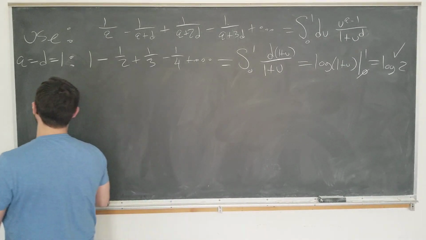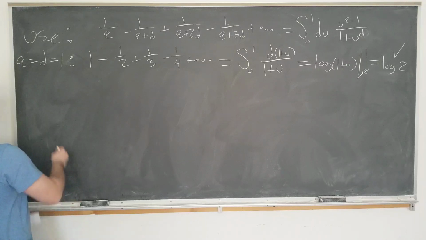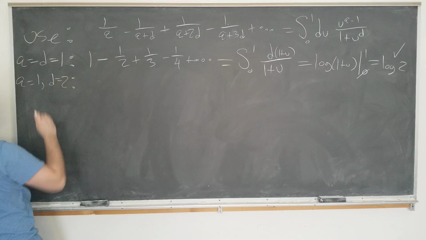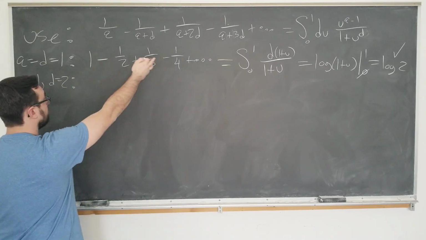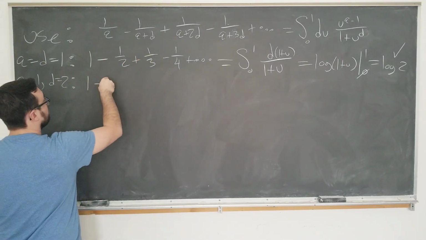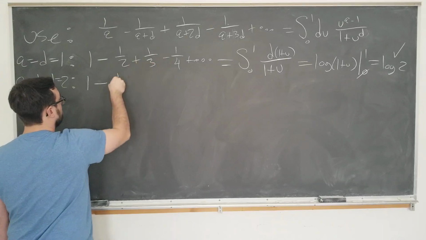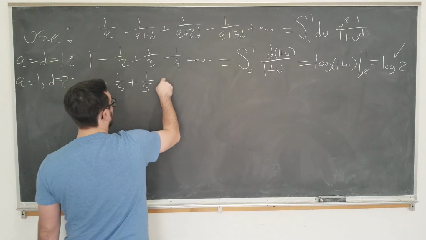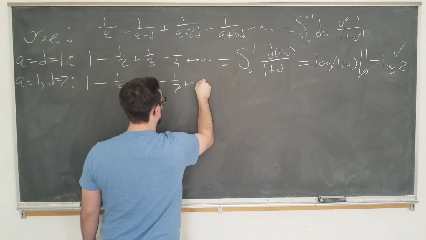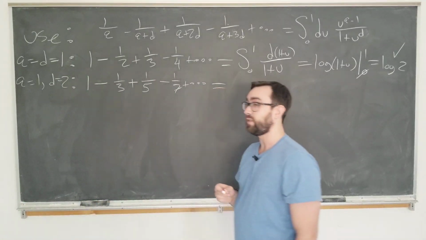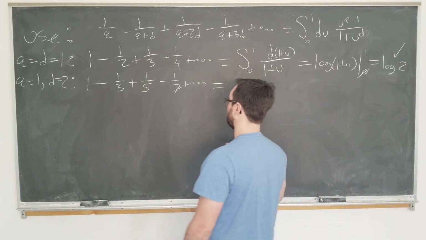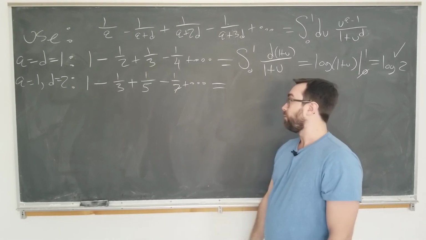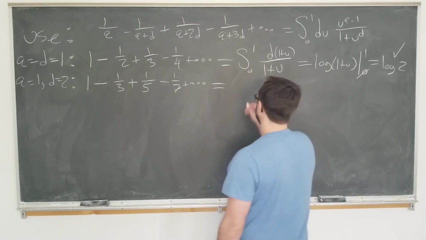Okay, another one. Let's go with a equals 1, d equals 2. If we do this, we get only the odd terms. So it's going to be 1 minus 1/3, plus 1/5, minus 1/7, plus. Now, everyone should immediately recognize this as the Leibniz series for pi. And of course, we know that there are other methods to evaluate this. But let's see how this one plays out.